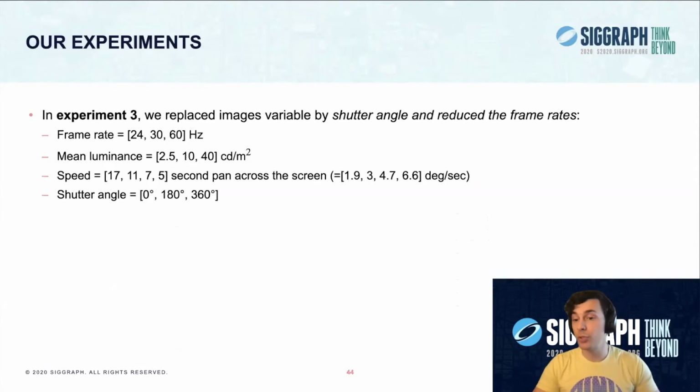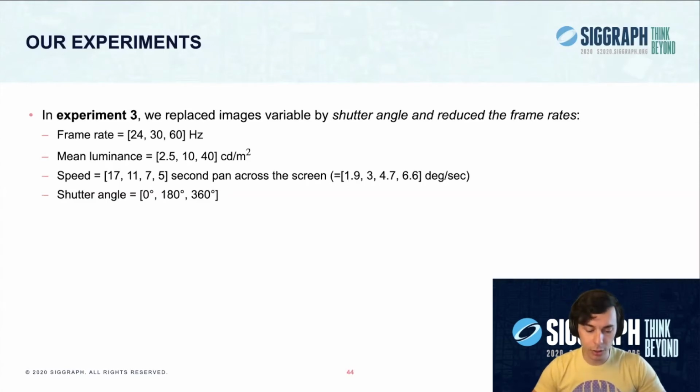For the third experiment, we did a couple of changes. First, we changed the frame rates. So we noticed that the 120 FPS case didn't have a lot of judder, so it wasn't giving us much information. So we removed that one, and instead we added 24 frames per second, which is a really interesting case to test because that's also the standard in the cinema. Luminance and speed were kept the same, but the final variable, we chose it to be shutter angle.